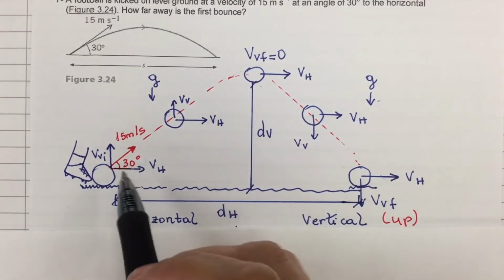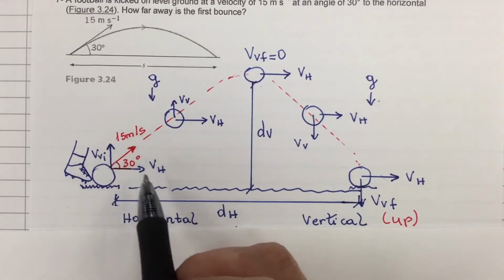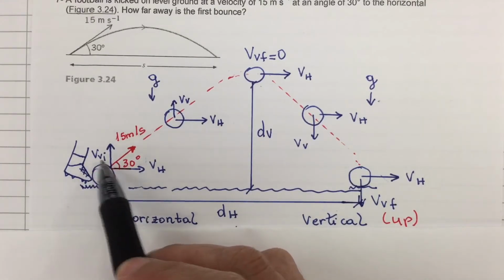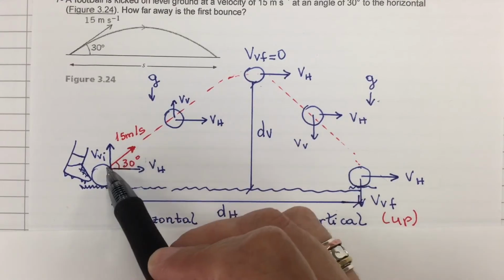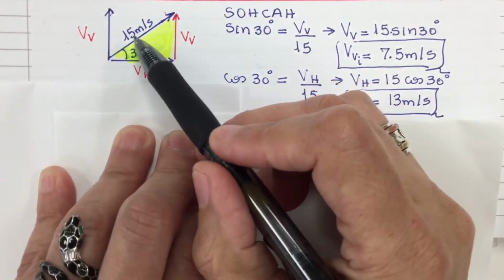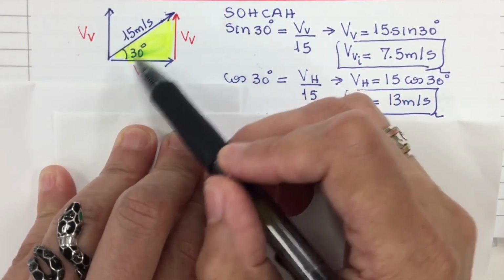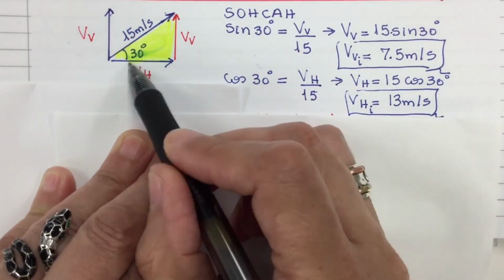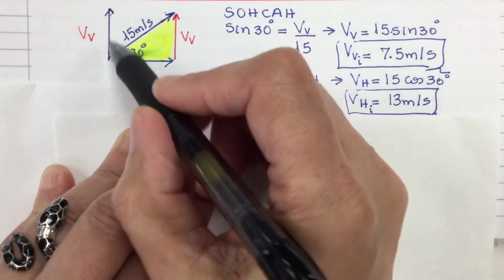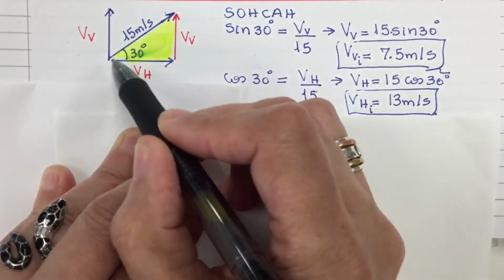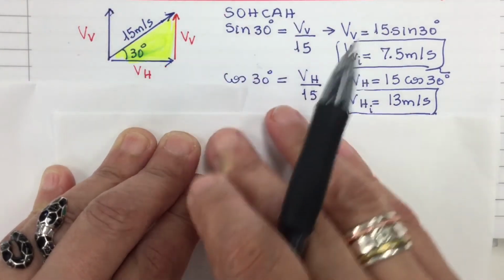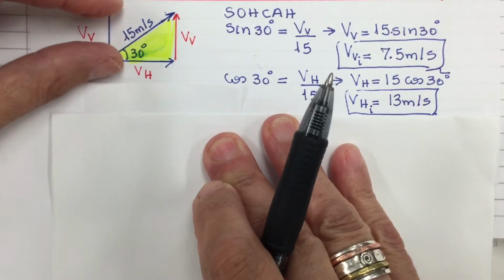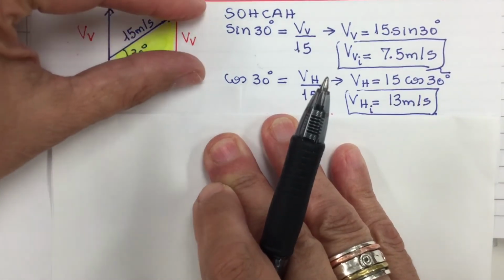First, we need to determine the horizontal and vertical components of this initial velocity. So here is our initial velocity, 15 meters per second at 30 degrees with the horizontal. So then we have the vertical component and the horizontal component. Now, because they are vectors, I'm going to move this vertical component right here.